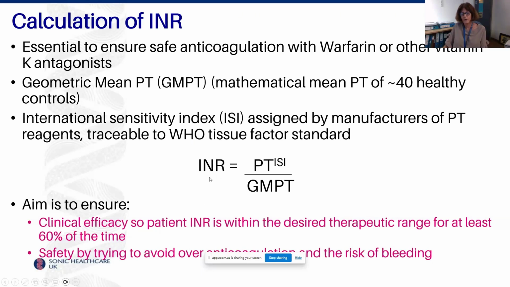And it means that anywhere in the world where we get our INR tested, all the labs are going to get the same result. So the aim of the INR is to make sure that patients are in the therapeutic range for at least 60% of the time when they're on warfarin. And also it's a safety result. So we're trying to avoid over anticoagulation and the risk of bleeding in patients on warfarin.